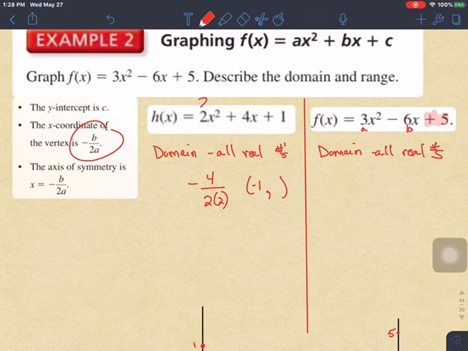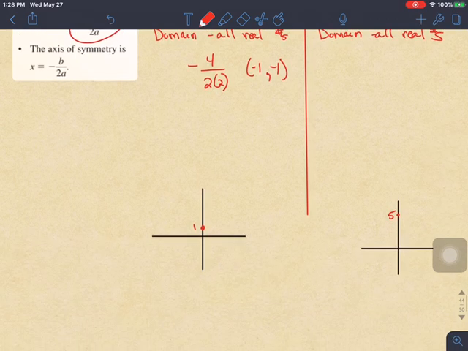So we're going to do that. 2 times negative 1 squared plus 4 times negative 1 plus 1. When you do the mathematics there, you get the number 2 here, you get the number negative 4 here, and you get the number positive 1 here. And that all makes negative 1. So on h of x, we get a vertex of negative 1, negative 1, which means the vertex is here. If the vertex is there and the y-intercept is here, that means that parabola is going like so.